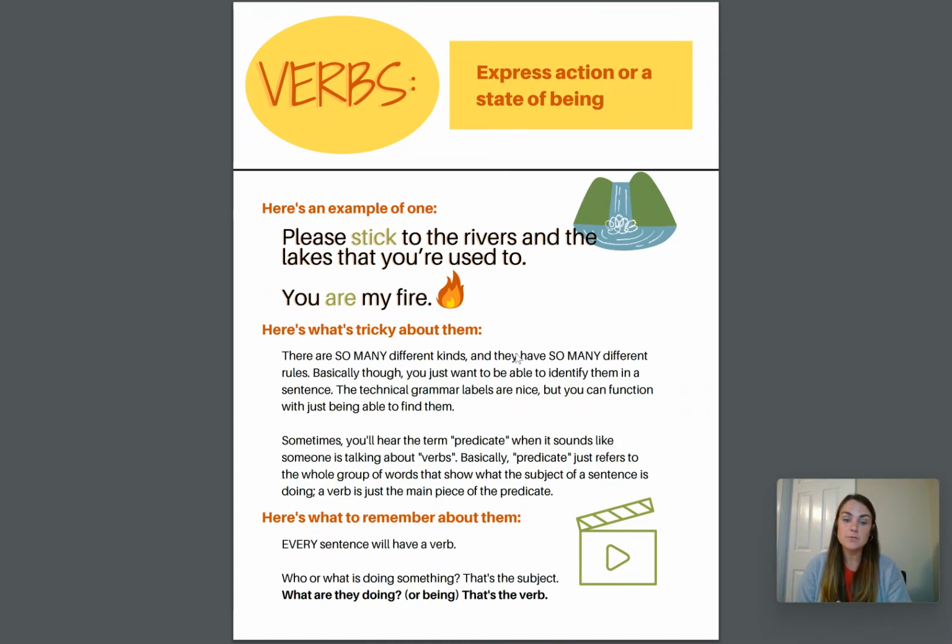What you want to remember about verbs is every single sentence is going to have one. And when you're trying to figure out an easy way to remember how to locate the verb, you say, who or what is doing something? That's the subject of your sentence. The who or what is doing something. What are they doing or being? That's your verb. Whatever somebody's doing or whatever somebody is being, that's the verb. That's the piece you're looking for when you're trying to find a verb.